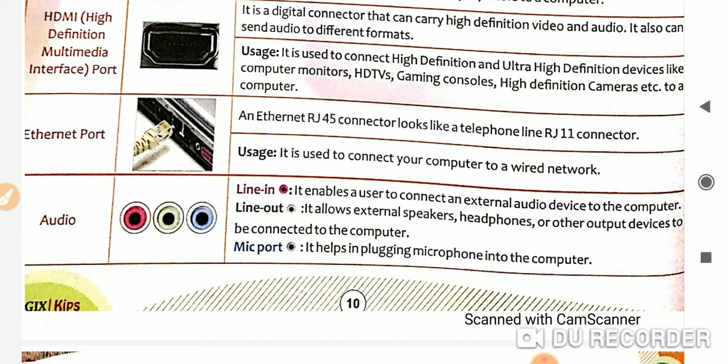Now next is the Ethernet port. The Ethernet RJ45 connector looks like a telephone line RJ11 connector, and it is used to connect your computer to a wired network.